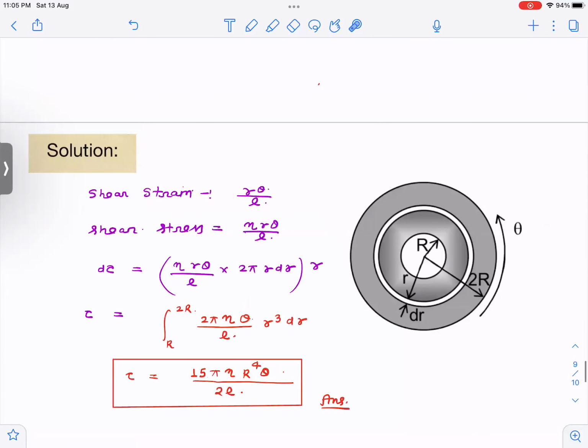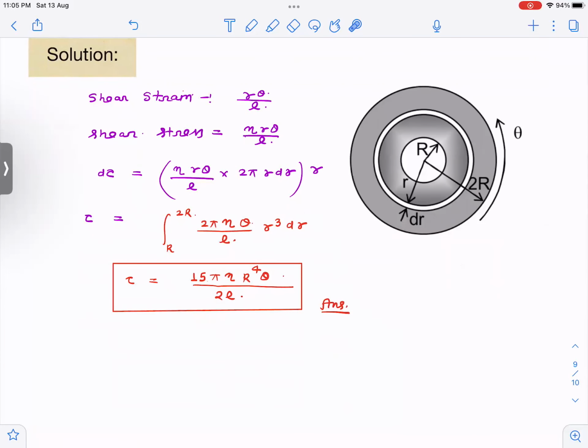So let us see the solution now. I have drawn here one section of that cylinder. Inner radius is r, outer radius is 2r. And this surface gets twisted by theta angle. So if you consider a small part of the cylinder, what will be the shear strain? Just now we have calculated, it is r theta divided by L. L is length, right? You can refer to the previous diagram.